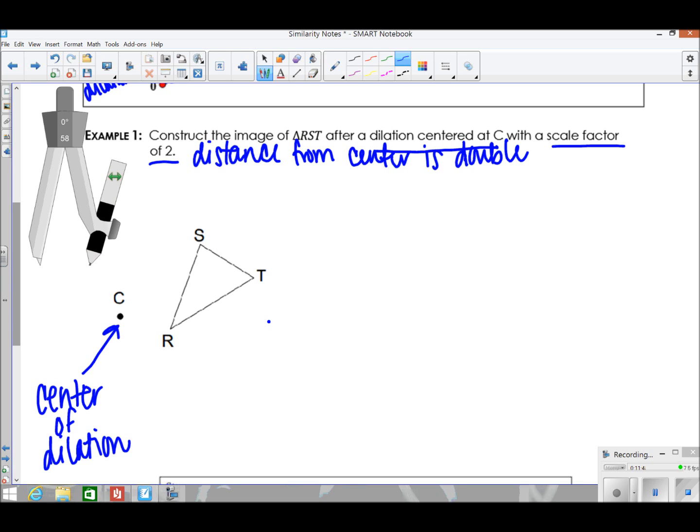And using that property from up top, the center, S, and S prime all have to be collinear, meaning they all have to be on the same line. C, T, and T prime all have to be on the same line, and C, R, and R prime all have to be on the same line. So the first thing I would recommend doing is drawing a dotted ray off of C passing through S. Let's go ahead and do that. Just make it dotted, real light, because we know that S prime is going to have to be somewhere on this line. Then I'm going to do the same thing through all of the other points here.